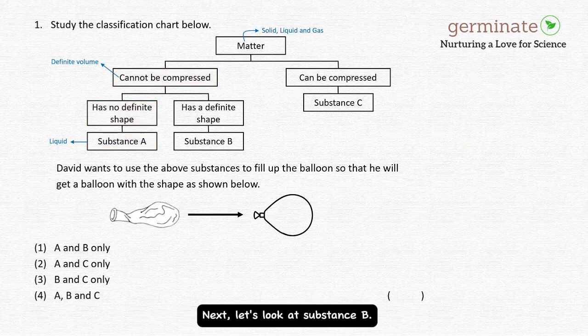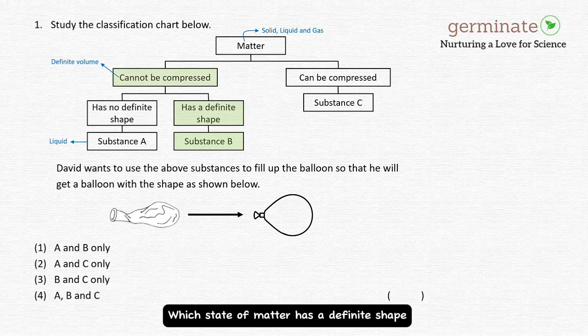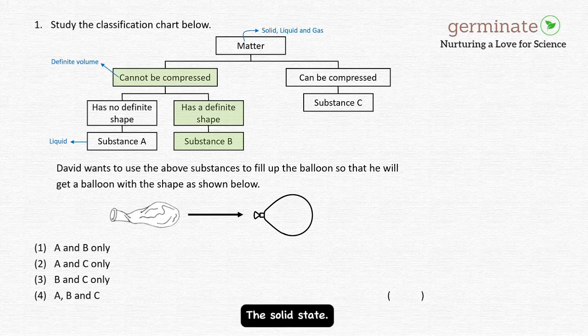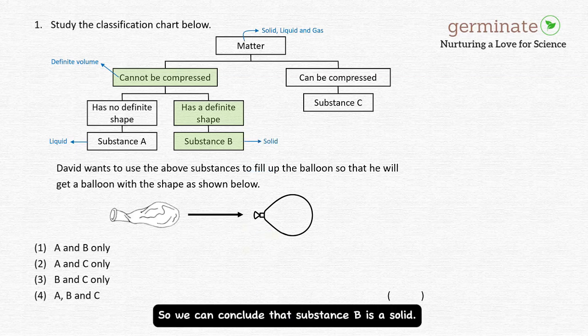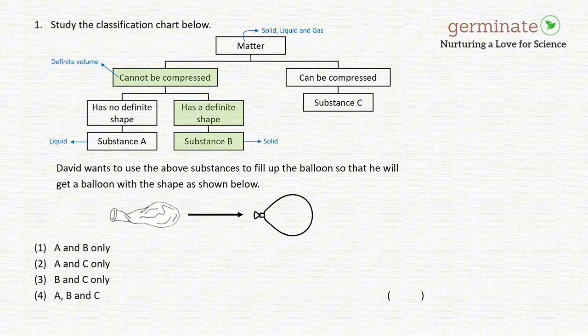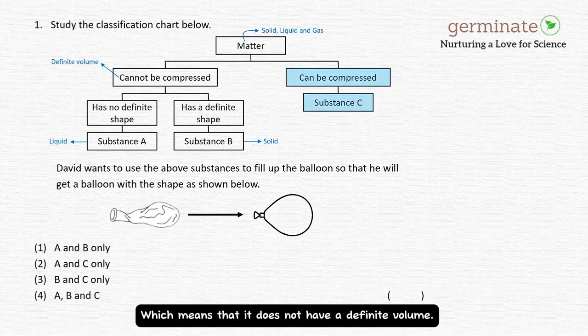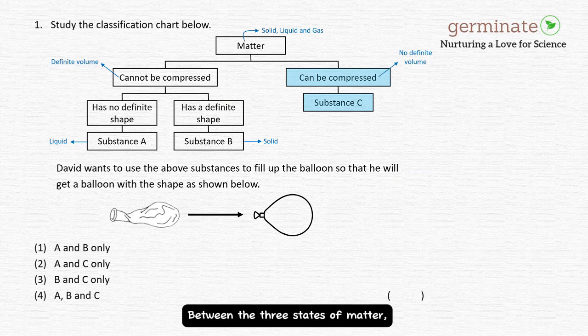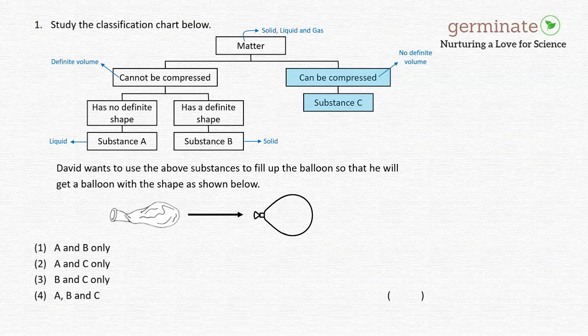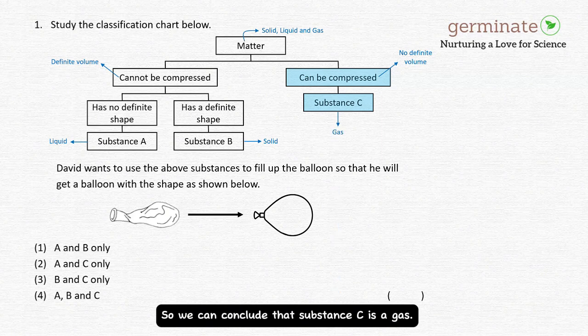Next, let's look at substance B. Substance B has a definite shape and cannot be compressed. Which state of matter has a definite shape and cannot be compressed? The solid state. So we can conclude that substance B is a solid. Next, let's look at substance C. Substance C can be compressed, which means that it does not have a definite volume. Between the three states of matter, only one of the states can be compressed. Which state would that be? The gaseous state. So we can conclude that substance C is a gas.